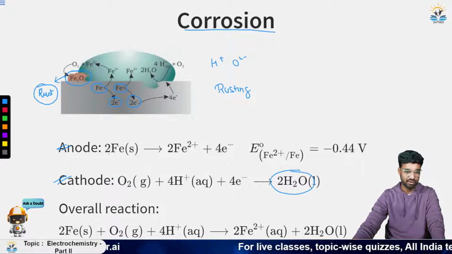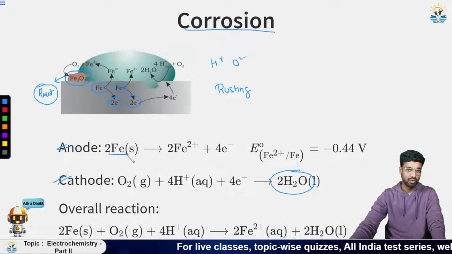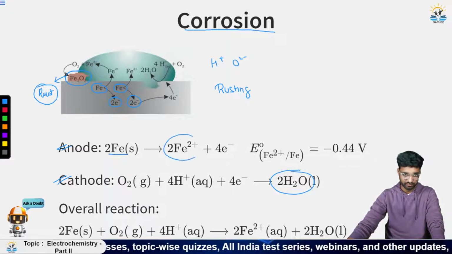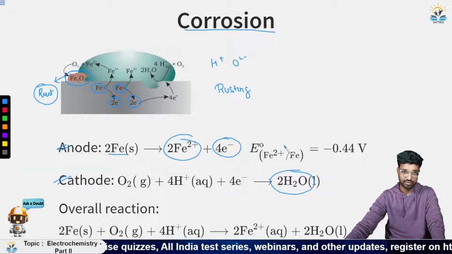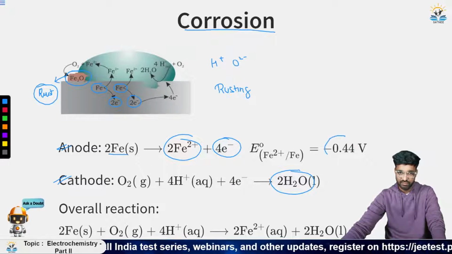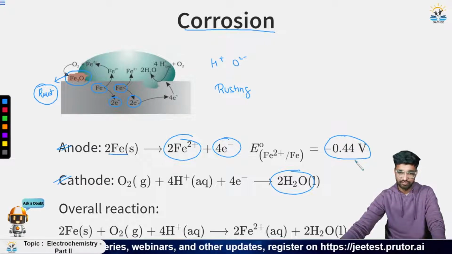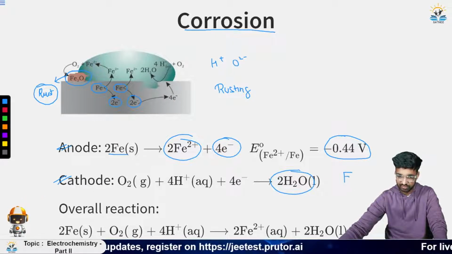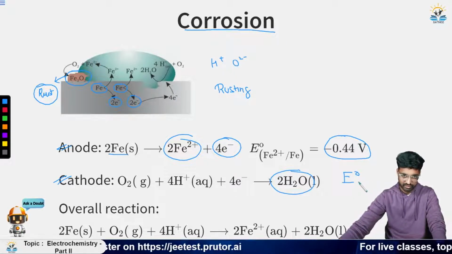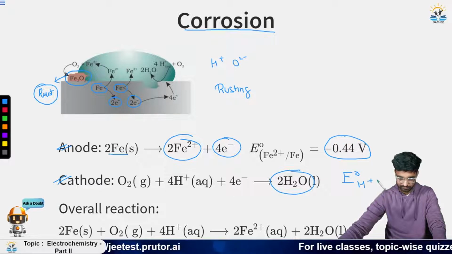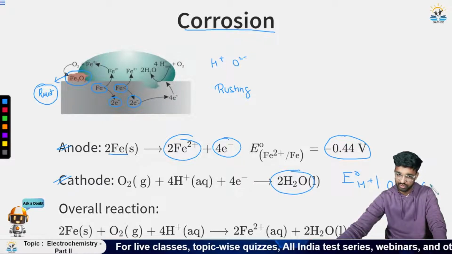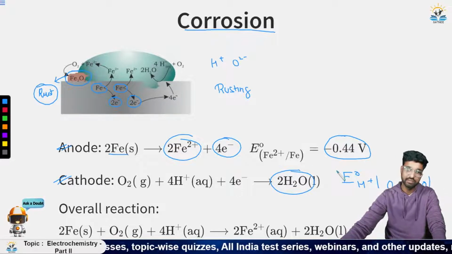So if you look at the anode reaction, you can see very clearly that two of the iron atoms are getting oxidized and releasing 4 electrons, which has a potential of minus 0.44 volt. Sorry, I did not mention the value of this here. I don't know the very clear value. I'm just representing the cell here.